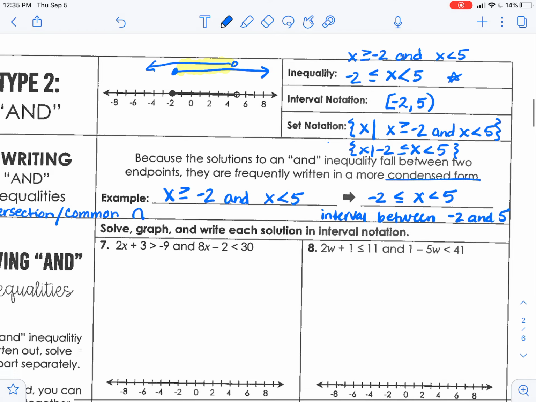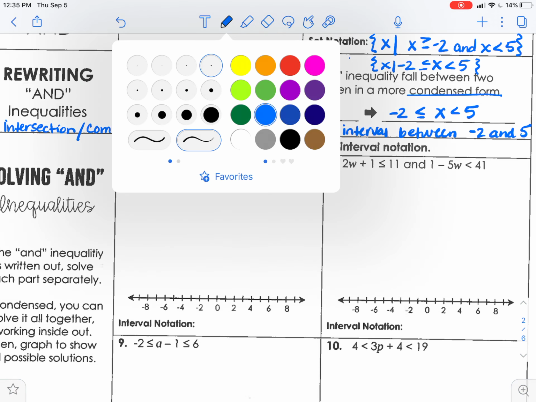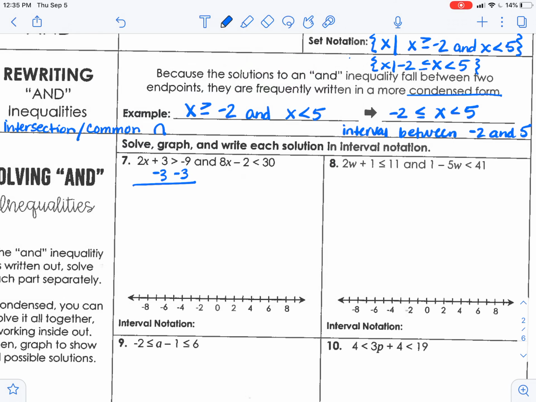Okay, so let's look at some examples real quick. So I'm going to solve it. And I don't think you guys have any problems with the solving, so I'm going to run through that fairly quickly. It's more the graphing that is the issue here. And then I put the word and in there, or you again could use the word intersection.